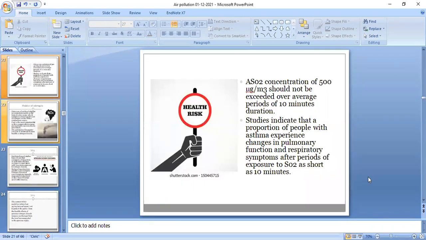Now, what is the health risk of sulfur dioxide? A sulfur dioxide concentration of 500 micrograms per meter cube should not be exceeded over a period of 10 minutes. Studies indicate that a portion of people with asthma experience changes in pulmonary function and respiratory symptoms after periods of exposure to sulfur dioxide as short as 10 minutes.